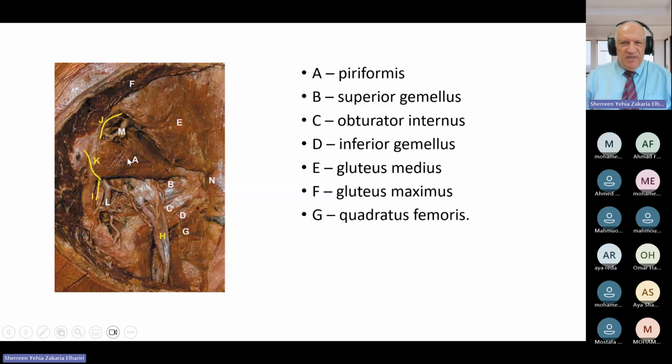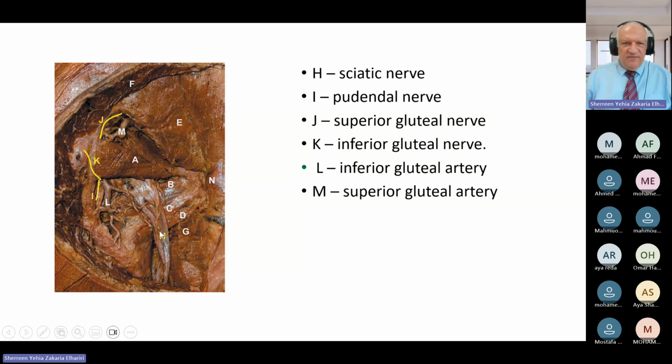So again, A is piriformis muscle, B superior gemellus, C obturator internus, inferior is D, and J is quadratus femoris, correct. And of course H is the sciatic nerve. So we have another picture. I, where is I? I is the pudendal nerve. J is the nerve to the obturator internus, then the inferior gluteal nerve, and M is the superior gluteal artery.